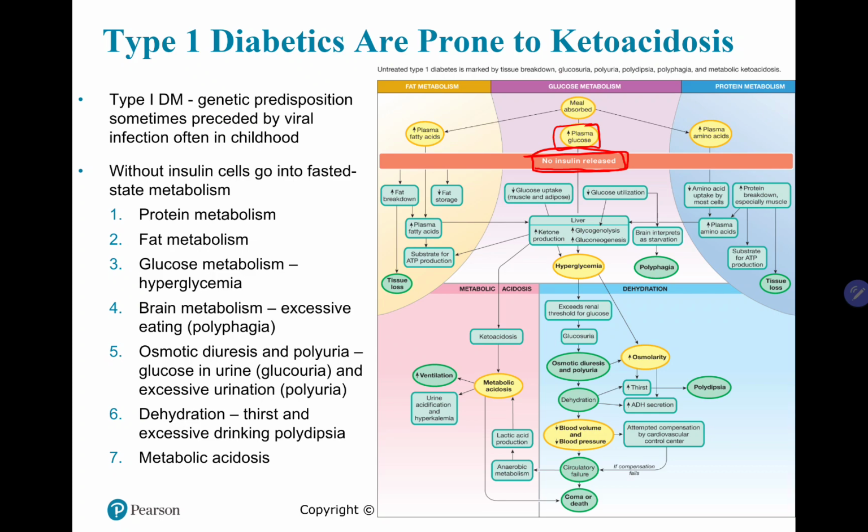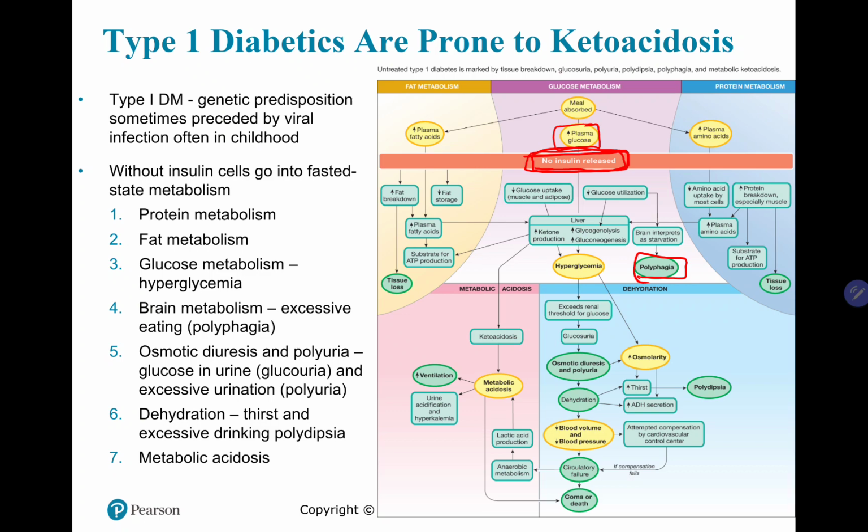So what happens in type 1 diabetes is that no insulin is being released because we have a destruction of those beta cells. As a result, we have decreased glucose uptake in your muscles and your adipose tissue, and also decreased glucose utilization. Your brain interprets that as starvation, and that leads to polyphagia, where you eat a lot because your brain is saying, you're not taking in glucose, so let's eat to make up for it.